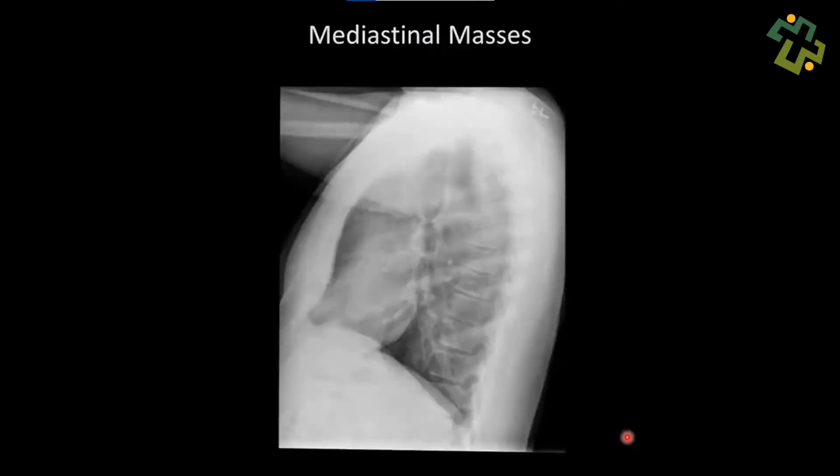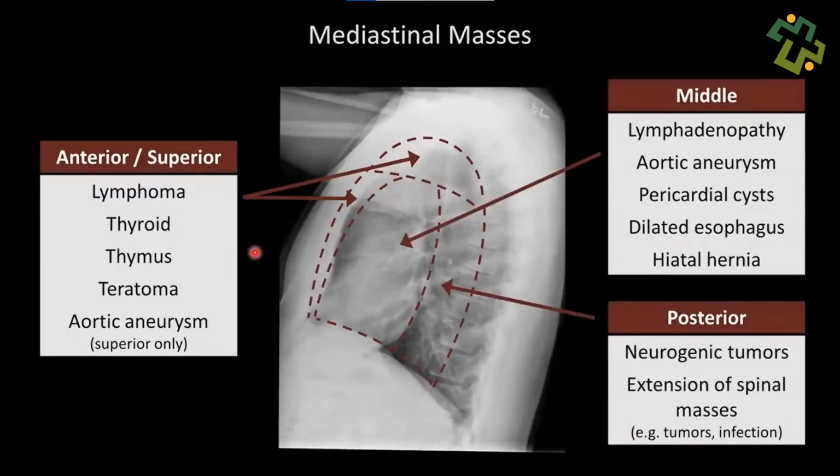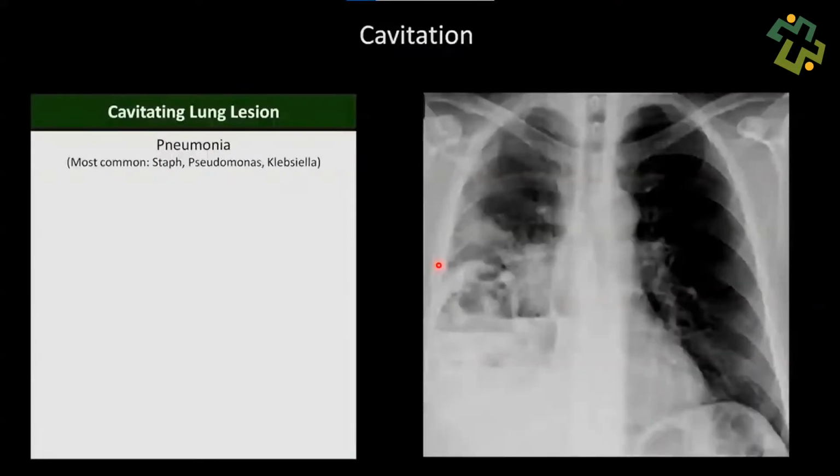Okay, then for an example of mediastinal masses, we break it down anatomically, based off the lateral X-ray, right? Whether it's anterior or superior, because these pathologies tend to stick together, and then whether it's middle and posterior. And then we break down each of these a little. This is an example of the section looking at cavitation.